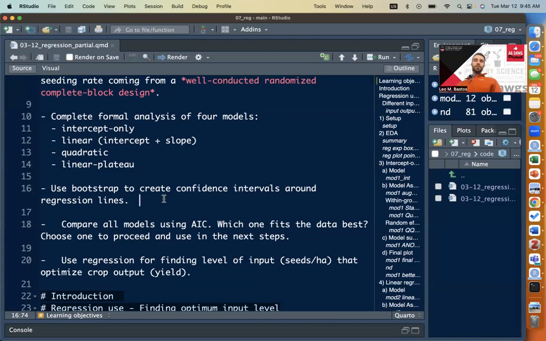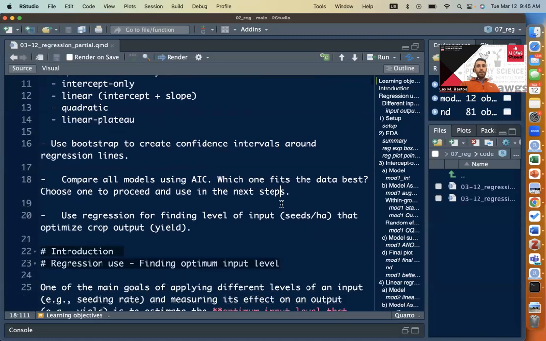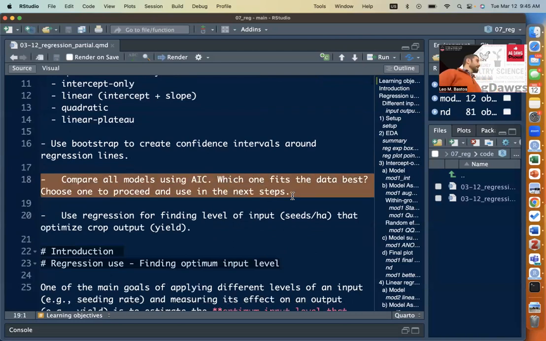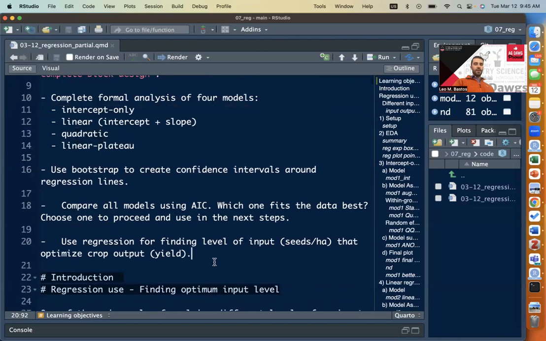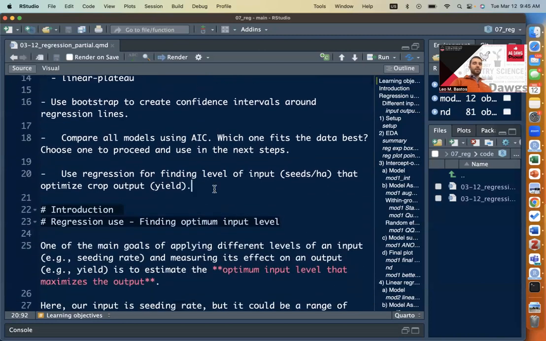Finally, we're going to compare all the models using an information criterion. We've done this on the previous exercise already. If you recall, lowest values are better. And then once we determine what's the best model among the 4 candidates that we're running here, we will then use regression to find the level of input, which in this case is per hectare, that optimizes crop output, which in this case is yield.